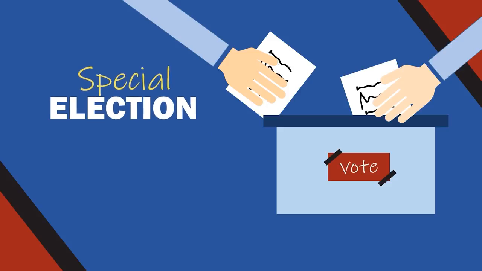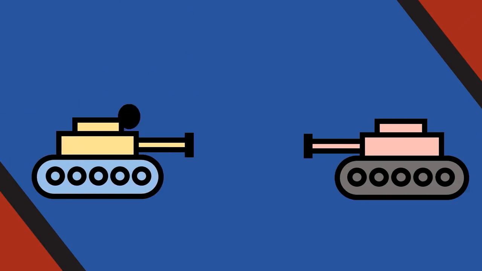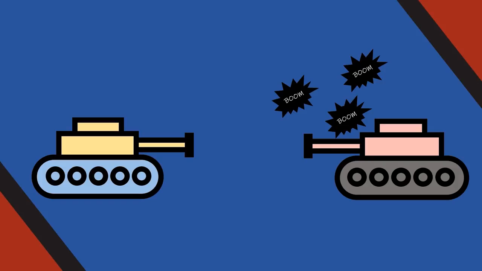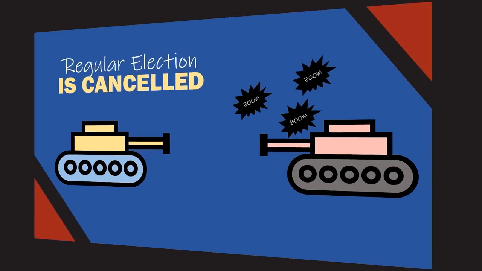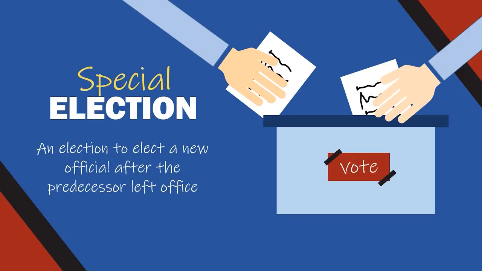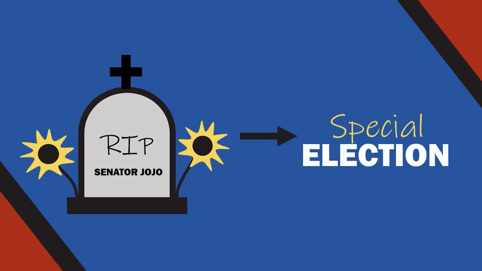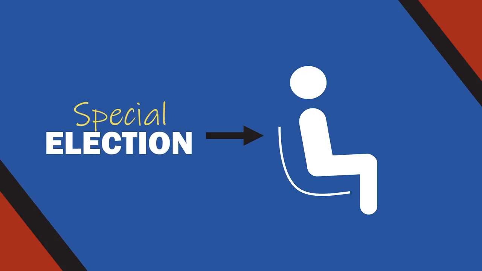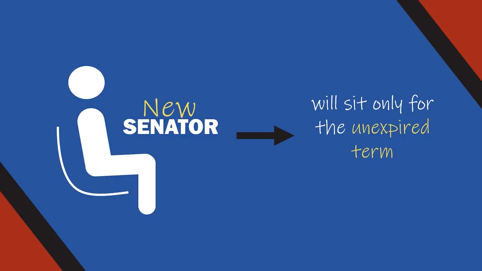This is an election that was supposedly held with the regular election but was delayed. For example, there is a war going on in one of the places in Mindanao, and the regular election cannot be held, so it will be moved to another date. A special election will also be held to elect a new official after the predecessor left office. For instance, Senator Georgia died because of a car crash. An election will be made to elect a new senator for the vacant position, but the one elected will sit only for the unexpired term.